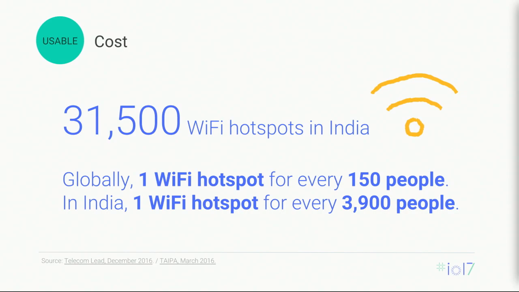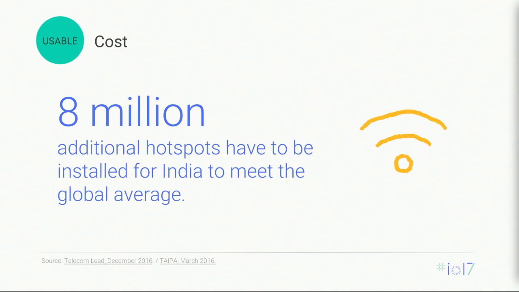Wi-Fi is actually rarely connected to because it's not that accessible. Globally, there's one Wi-Fi hotspot for every 150 people, and in India, it's a lot higher. There's about 31,500 hotspots overall in the country, so that means one hotspot for every 3,900 people. So if India wanted to meet the global average, they would have to install 8 million more hotspots. And the point here is that public Wi-Fi access is rare, making data, again, that much more precious and expensive.